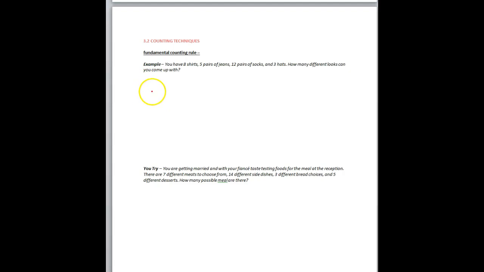Well, we have 8 shirts. We can only wear 1 shirt at a time. We have 5 pairs of jeans. We can only wear 1 pair of jeans at a time. We have 12 pairs of socks. We're assuming we can only wear 1 of those at a time, and we have 3 hats. Then we just multiply all of those together, and we get 1,440. And that's that. 1,440 different options.